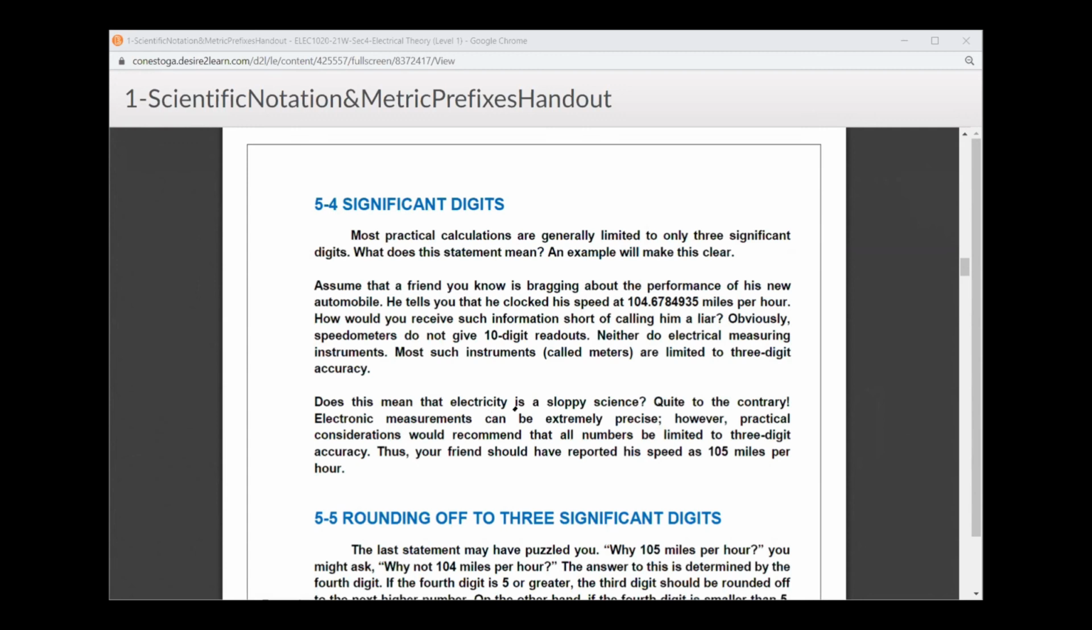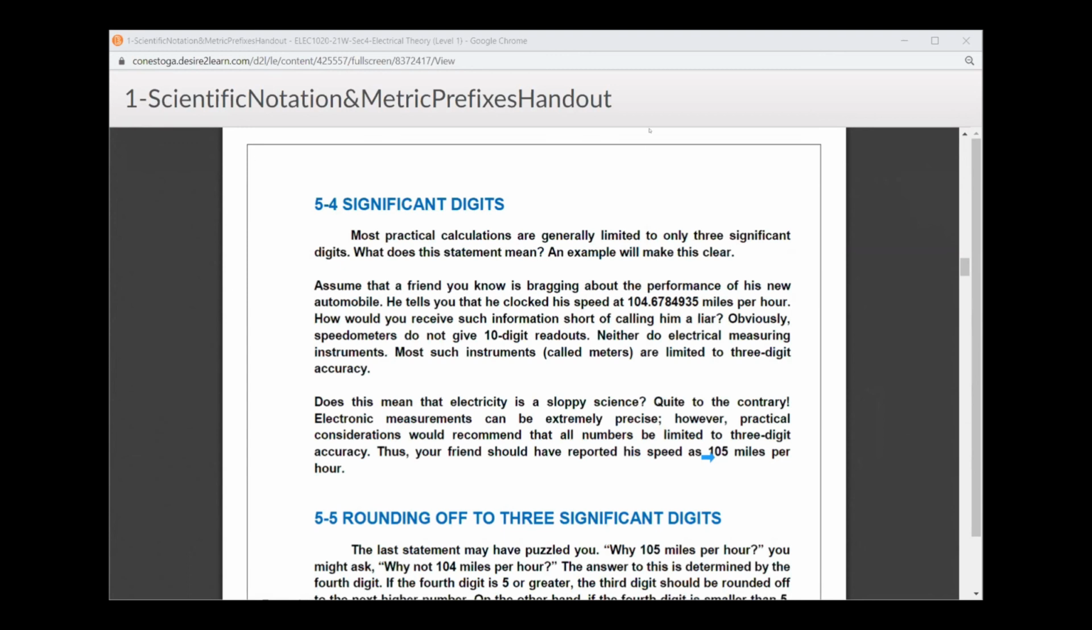So in the example that we have here in this handout, instead of saying that we have 104.678 and all these digits, we could round everything off to 3 significant digits and just say that we have 105 miles. Okay, so the 3-digit accuracy is going to be enough to express the quantities that we want to express.